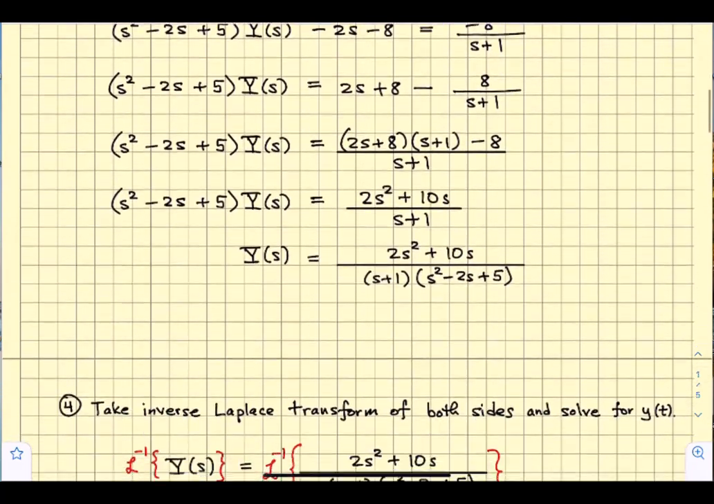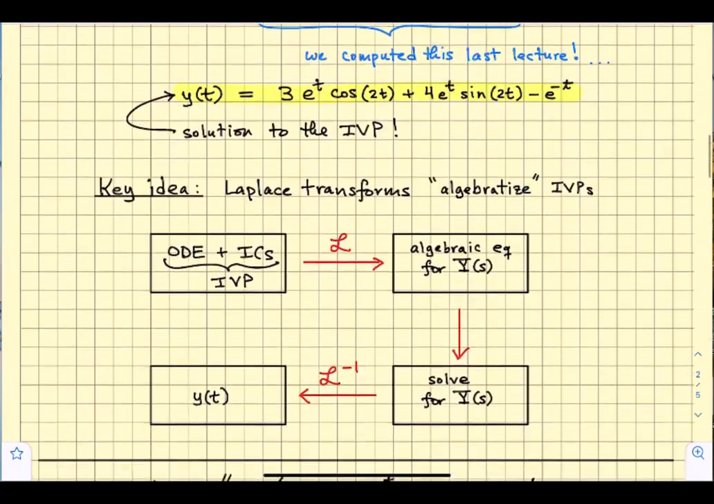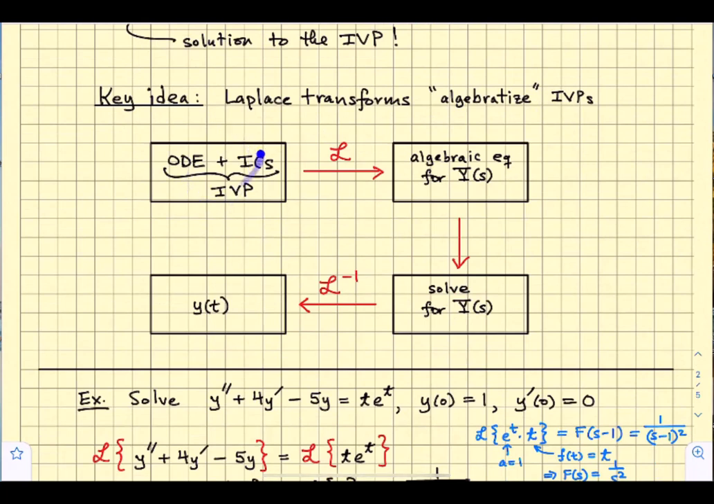So in terms of a diagram, it looks like this. Suppose you have an initial value problem, you hit it with a Laplace transform, you get an algebraic equation in big Y of s, you use algebra to solve for big Y of s, and then you need to get back to the t domain by taking an inverse transform.